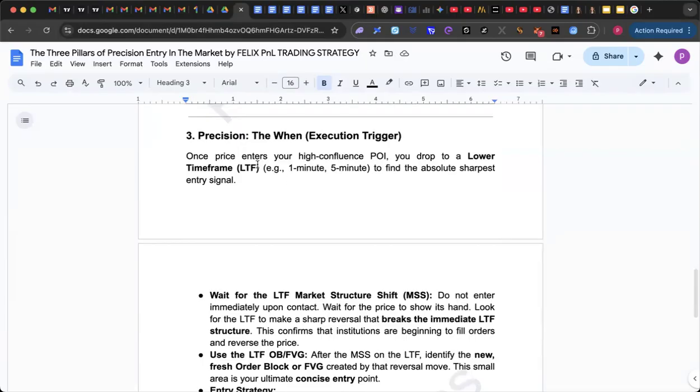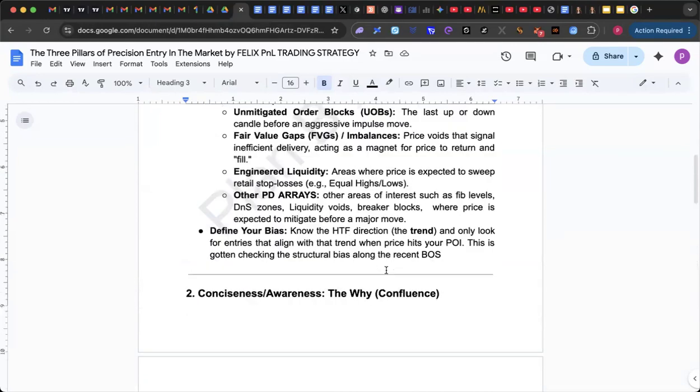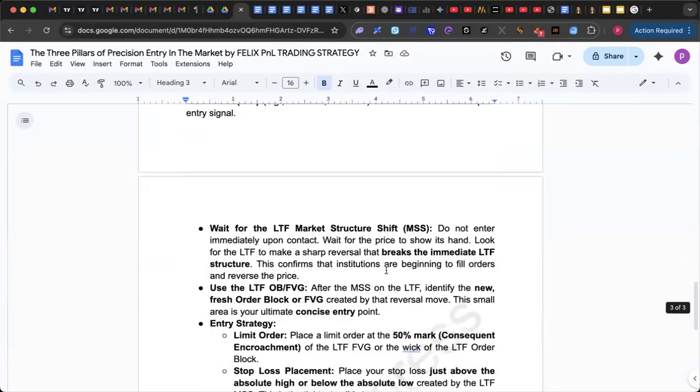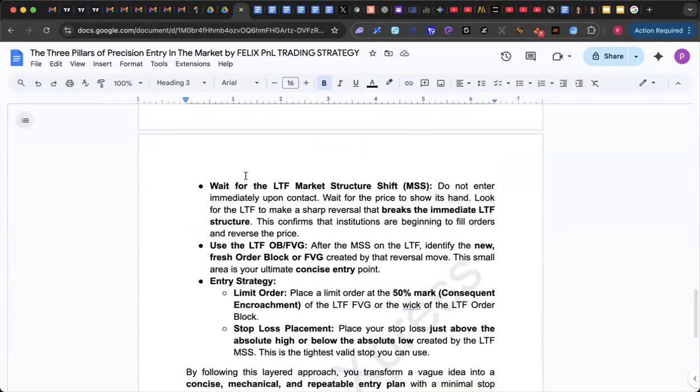So once price enters your high confluence POI, drop to a lower time frame, e.g., 1 minute. So you need to know, if you go back to the beginning of this interaction, I told you about, are you a scalper? So what was your higher time frame and what's your lower time frame? What exactly am I looking for in this lower time frame? In this lower time frame, we are looking for MSS, market structure shift. So do not enter immediately upon contact. Wait for the price to show its hand. All right, look for this.